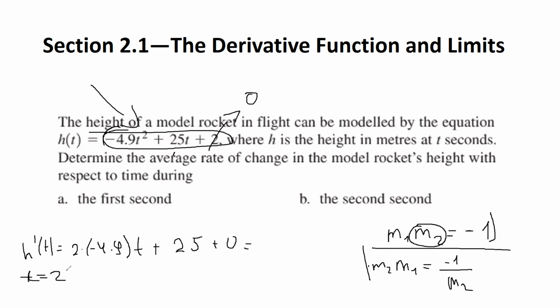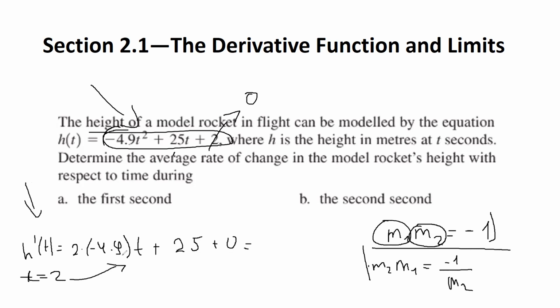The question would look like this: find the perpendicular line to the tangent line at the point t equals 2. Because basically what you're doing with this, you are looking for the instantaneous rate of change of a tangent line, right? So this is it, t equals 2. Now we found the derivative.